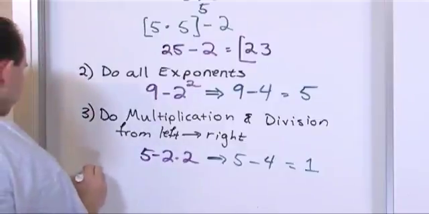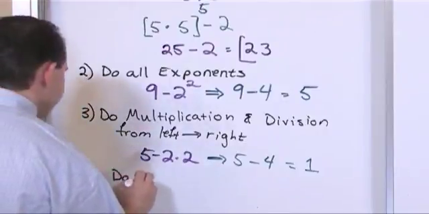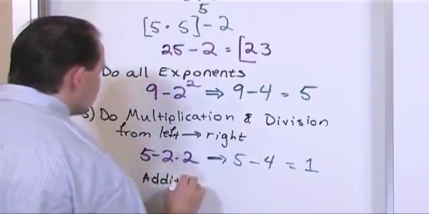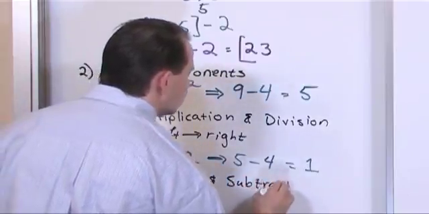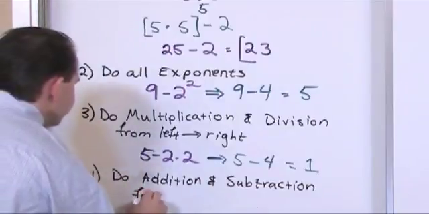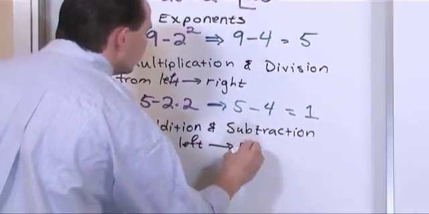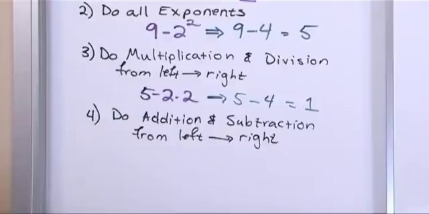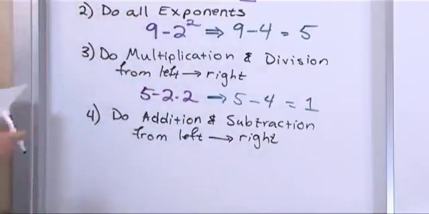Okay, number 4. Next we do addition and subtraction from left to right. Just like I said, just like reading a book from left to right. And like I said, addition and subtraction is really the bottom of the list. So it's the very last thing you do is start adding numbers together.